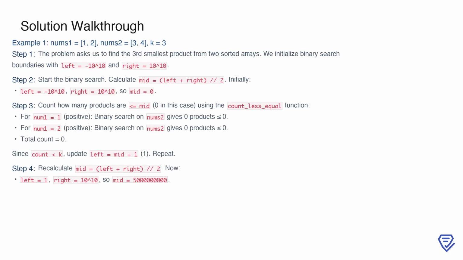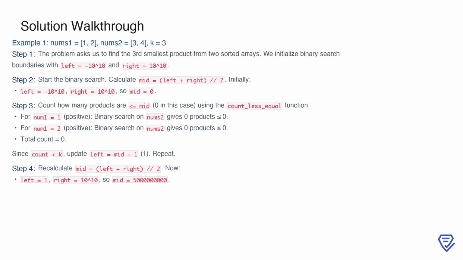To solve this problem, we need to find the third smallest product from two sorted arrays, nums1 and nums2. First, we set up binary search boundaries by initializing left to -10 to the power of 10 and right to 10 to the power of 10. These boundaries represent the range of potential products we are considering.